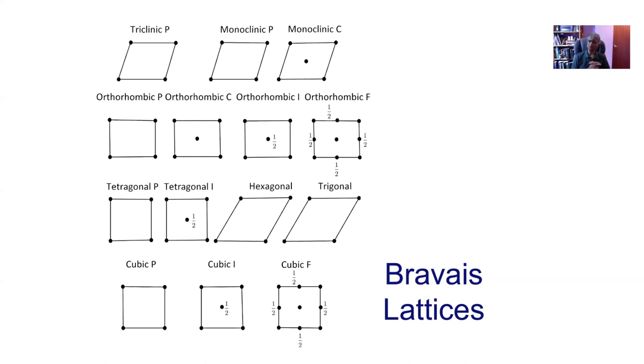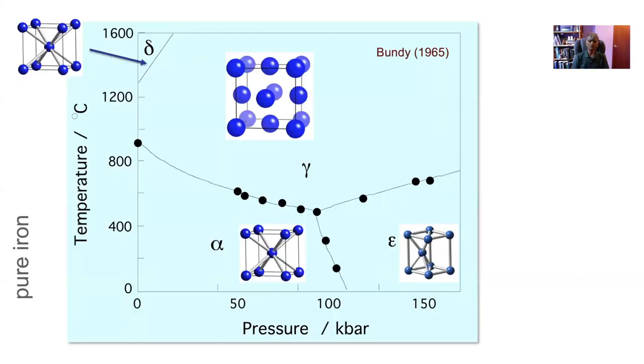I'm going to show you a really nice example. So here we have a phase diagram of pure iron. Okay, we're plotting temperature versus pressure. And this is pure iron. And under ambient conditions, pure iron is a body-centered cubic arrangement of iron atoms on each of the lattice points of the BCC lattice. And we call that ferrite, okay?